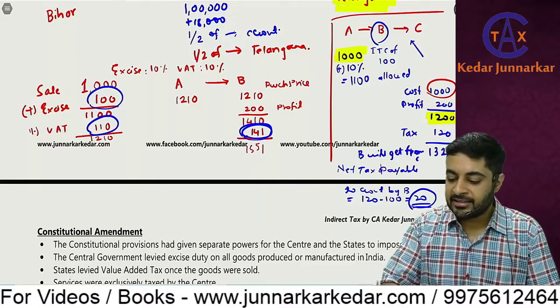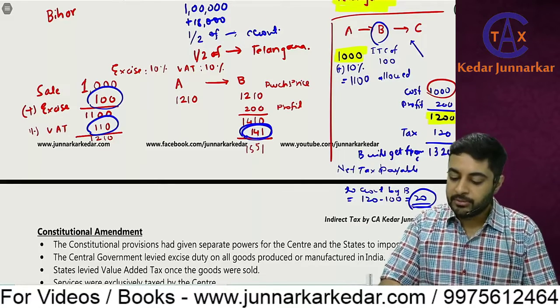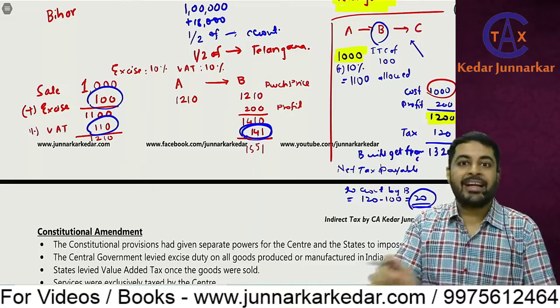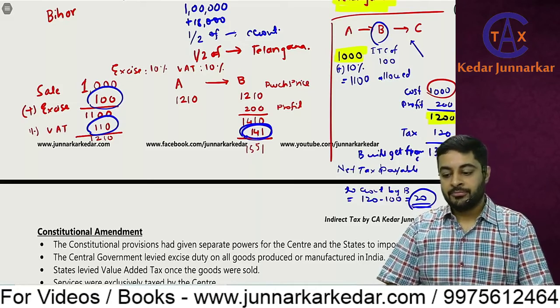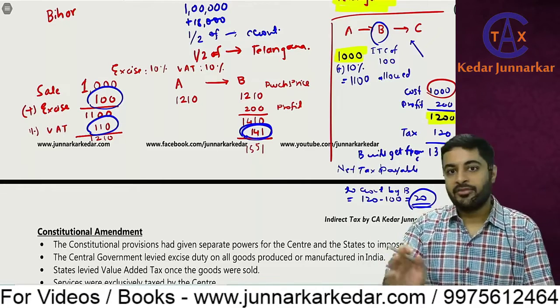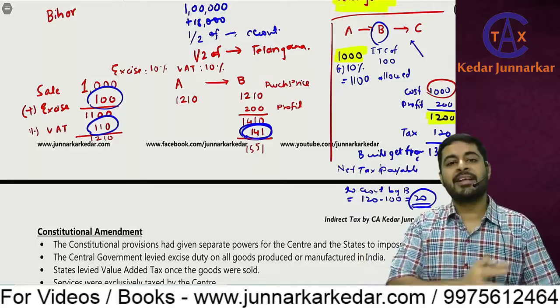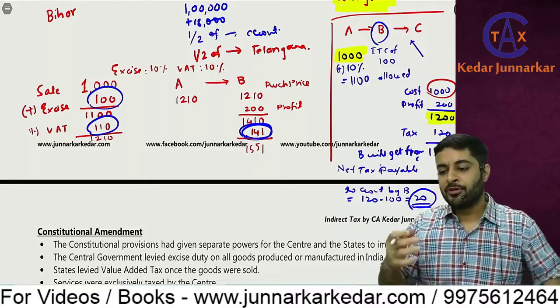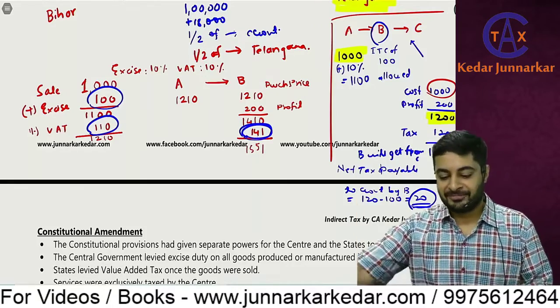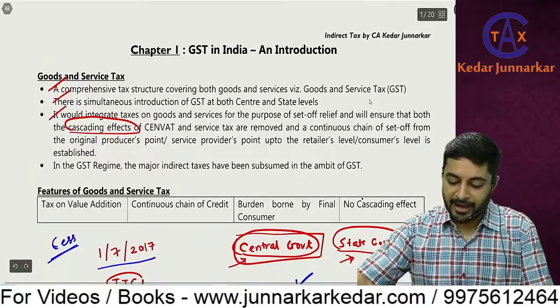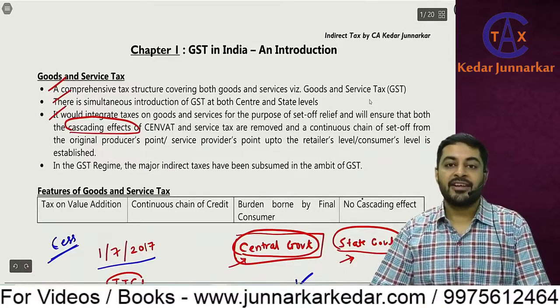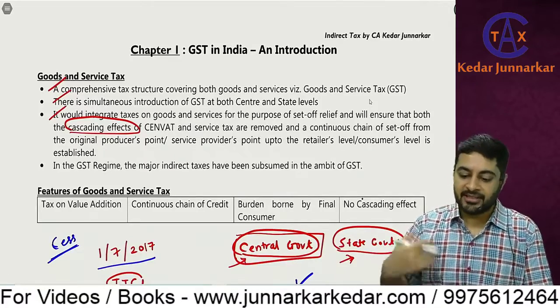Second advantage is that due to input tax credit, only net tax is paid. So effectively you are charging tax on only value addition. So this is the basic premise of GST. We are going to build it further. Yes, coming back. So I hope you have understood this cascading effect. Cascading effect means tax on tax.